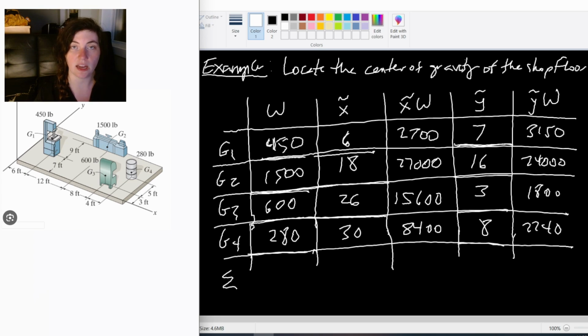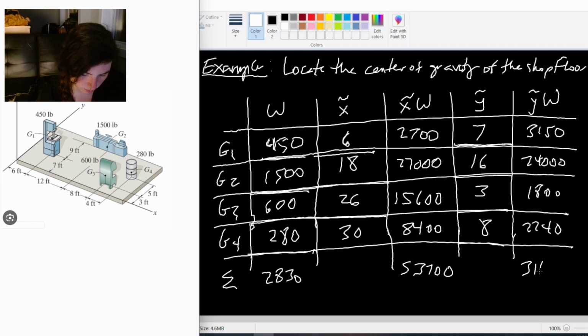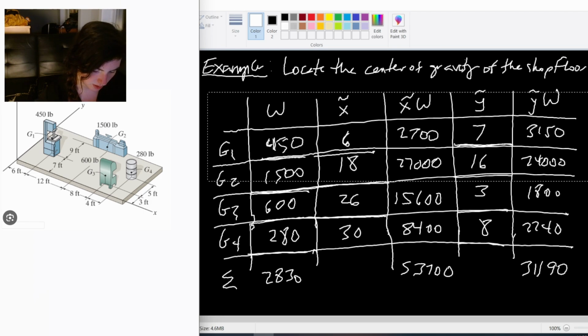Do my summations, add up the things that I care about that end up in my equations. So adding up my W column to get my sum of W's is going to be 2830. The sum of X times W, this column, is 53,700. And then my final column, 31,190. Okay, simple enough. Final step, just plug them into our equation. Go ahead and delete my table. All I need really are those summations at the bottom.